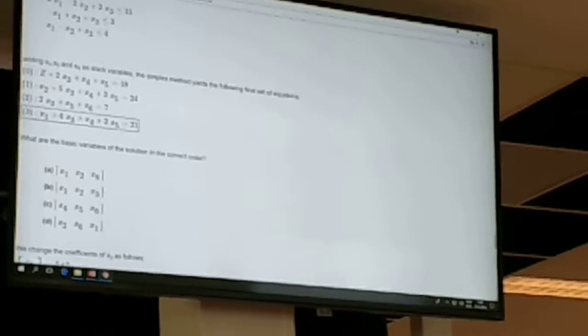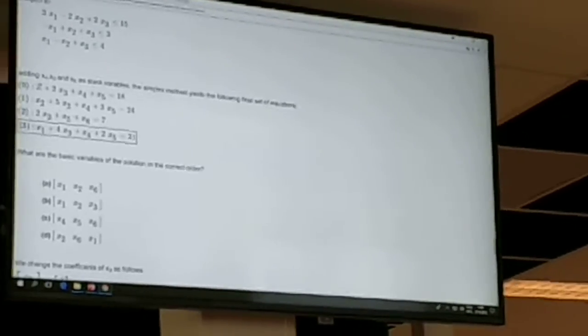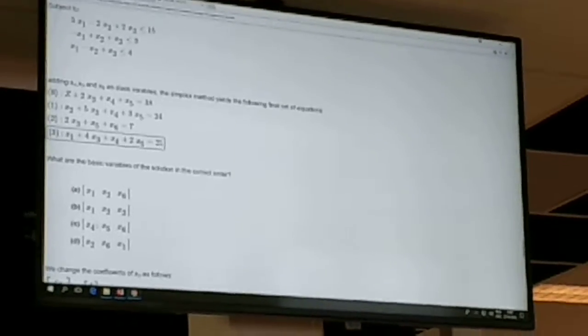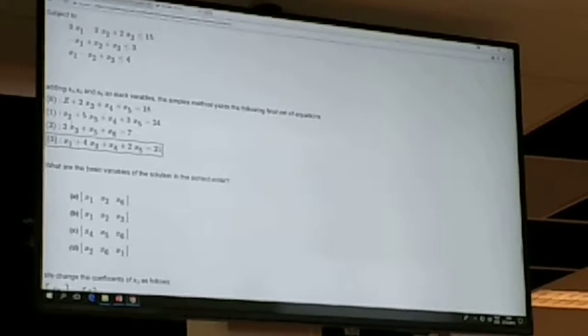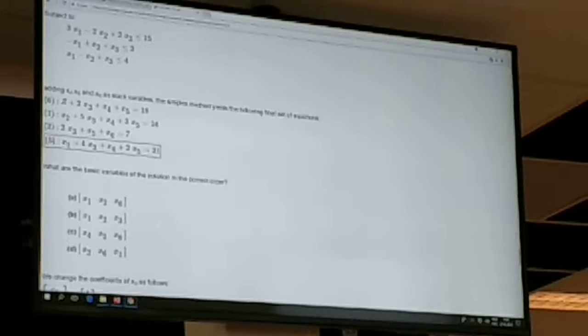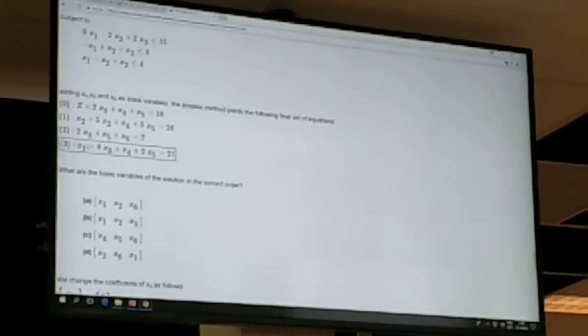In this case, it's x2. So it's x2, x6, x1. That is the correct order in this case. So x2 is given by constraint 1, x6 is given by constraint 2, and x1 is given by constraint 3.